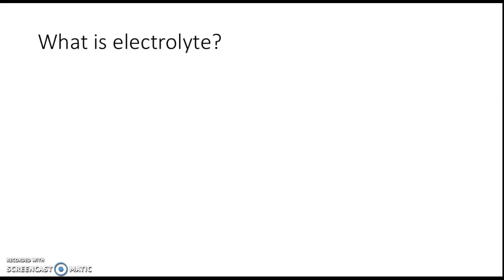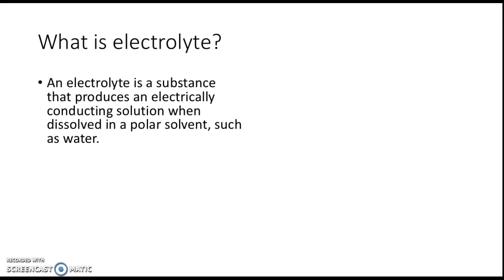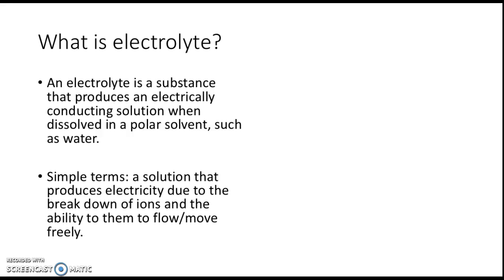All right. So what is an electrolyte? The reason why we're bringing electrolytes in is because it's always good to reference, and electrolytes really do have to do with acids and bases as well as salts. So an electrolyte is a substance that produces an electrically conducting solution when dissolved in a polar solvent such as water. Let me give you the simpler term. A solution that produces electricity due to the breakdown of ions and the ability for them to flow or move freely. So anytime we're talking about a substance being able to conduct electricity, it's because it has free flowing ions.